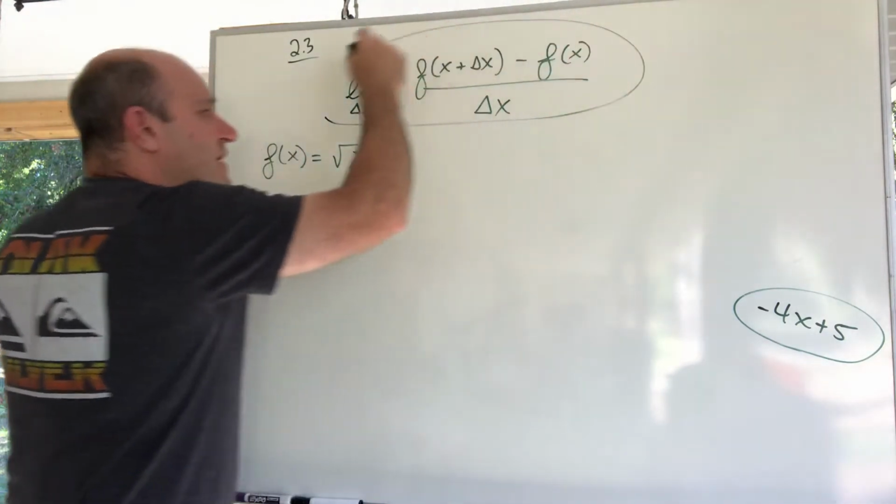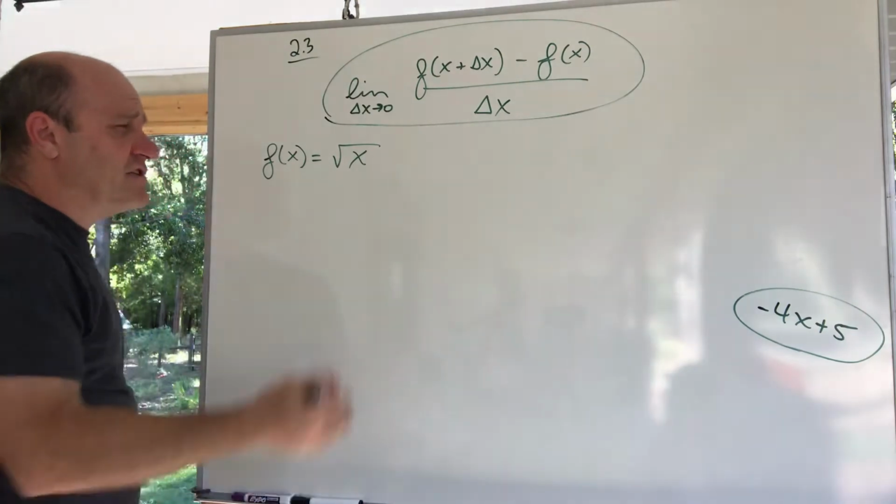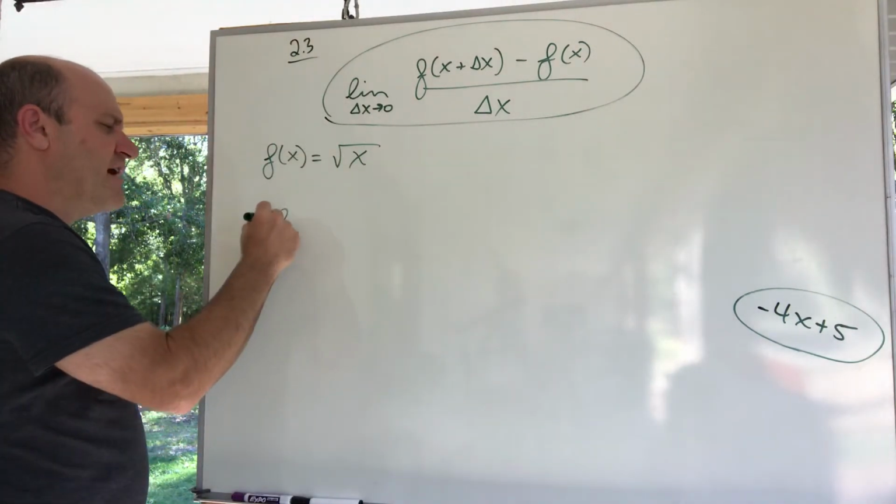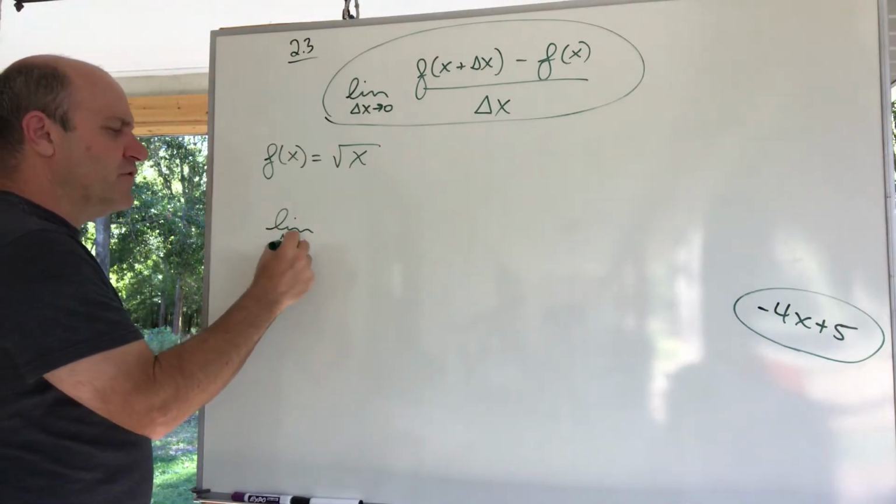So this is a very famous limit. We can do it to various functions. Now I want to do it to this function. So here I go. The limit as delta x goes to 0.